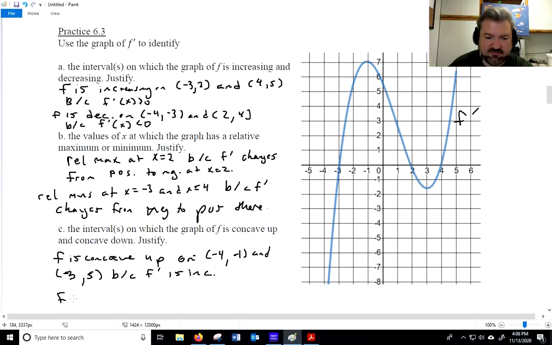When are we concave down? Well, f is concave down on -1 to 3 because f prime is decreasing.